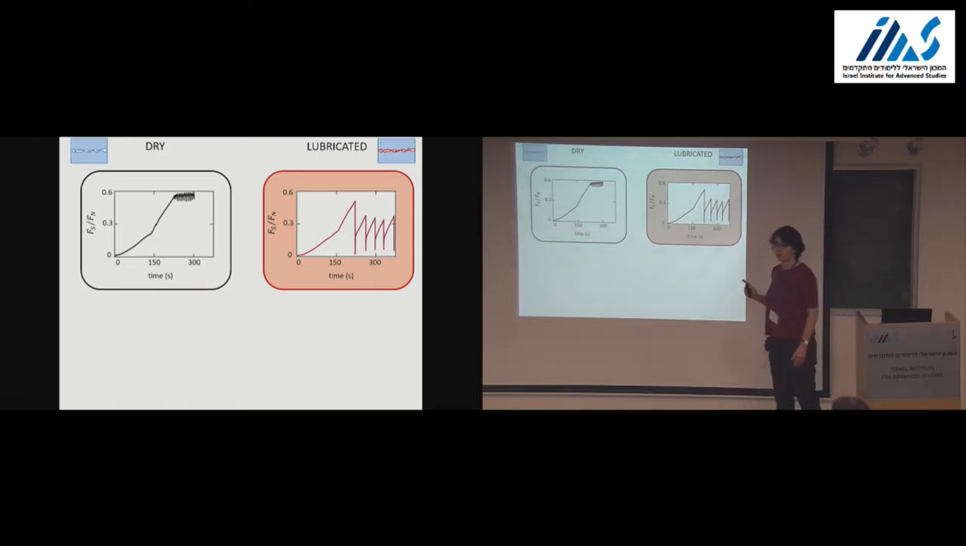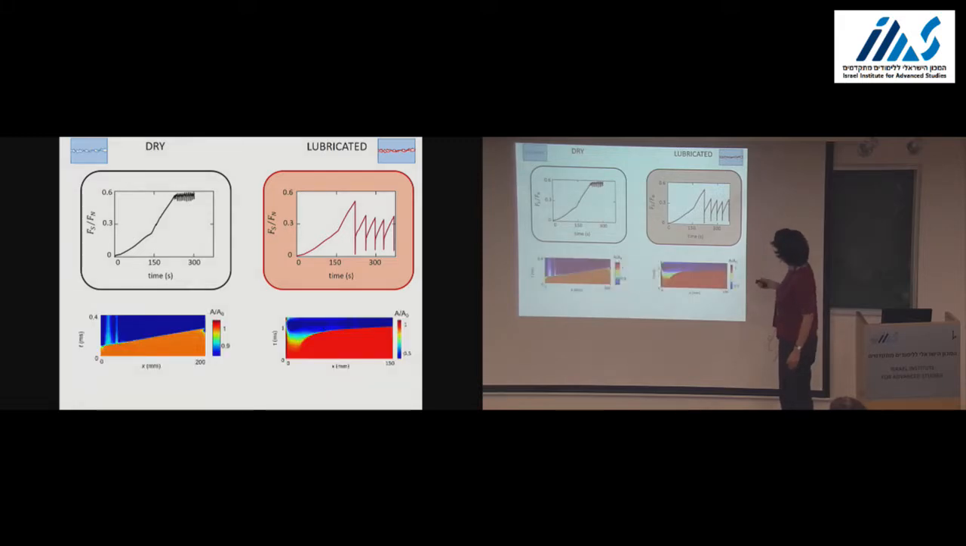Then, under boundary lubrication regime, first of all, we do observe stick slip. Here you have the loading curve for a dry experiment, and here for a lubricated experiment. We see that the lubricant weakens the interface. Friction coefficients, both static and dynamic, are smaller than in the dry case. And we also see that preceding each sliding event, we have a rupture front propagating along the interface, as in the dry case. Is this rupture front a shear crack?